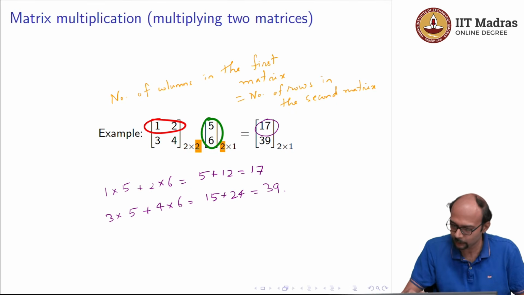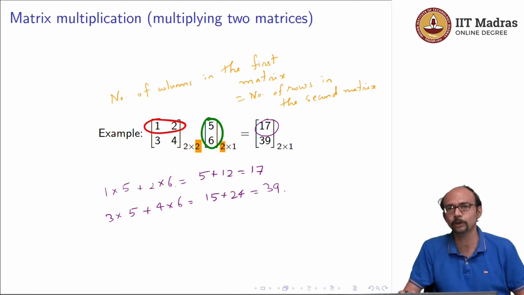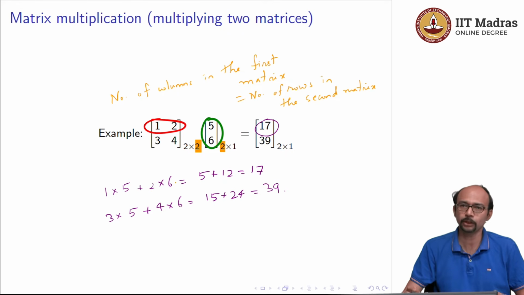Here I have 1 and 2, so how many entries do I have? I have 2 entries here, corresponding to the number of columns. And how many entries do I have here? 5 and 6, there are 2 entries, which corresponds to the number of rows. If I had one more entry, I would not know where to multiply it by. So in order for this to make sense, the number of columns of the first matrix must be the same as the number of rows of the second matrix.